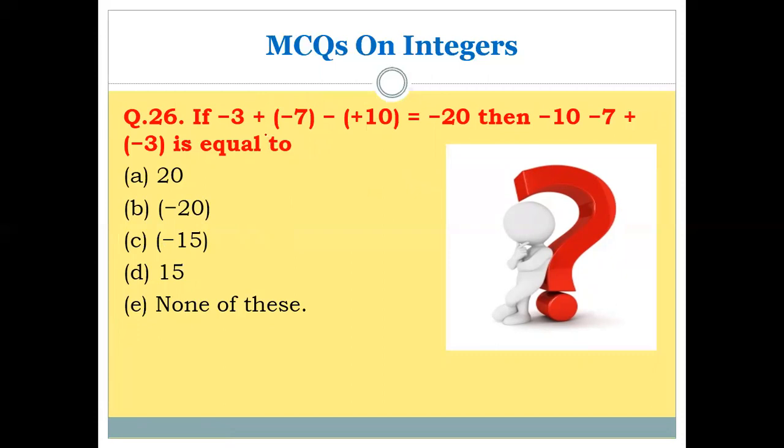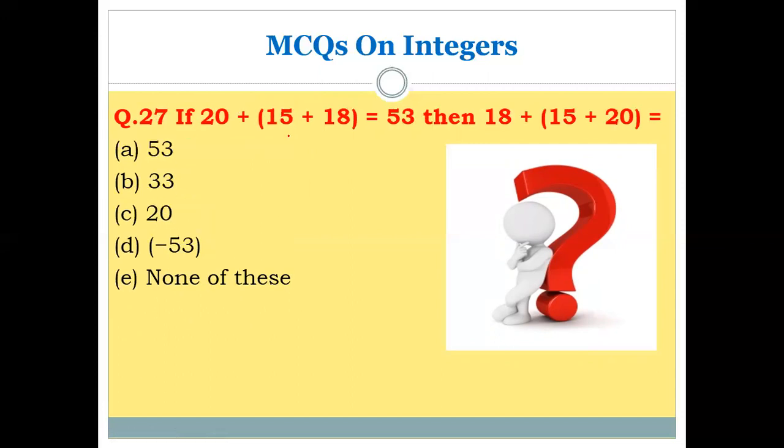Here we have -3 plus -7 minus plus 10 is equal to -20, then -10 -7 plus -3 is equal to. So here we can see the 3 is negative, this side 3 is also negative, then -7 is negative, plus 10 and minus, this becomes -10. So values on both sides we have the same. So we can say that the result will also be the same. So we have the B part as the correct option.